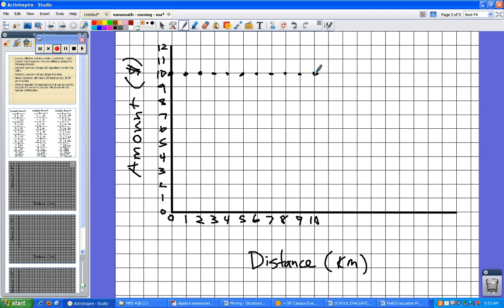The question now is whether or not we connect the dots. Yes, because in between kilometers, she still has the $10. Everywhere in between, she'll still have $10. Okay, let's try the graph for Gilberto.